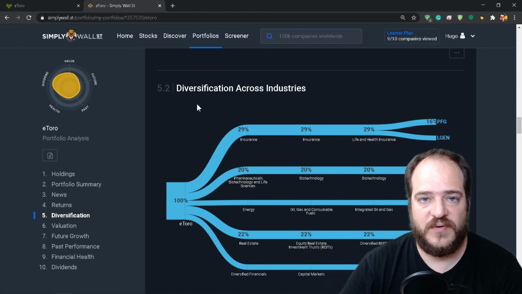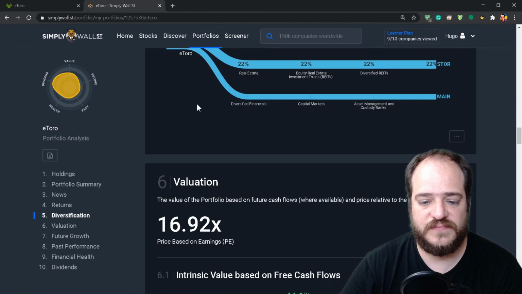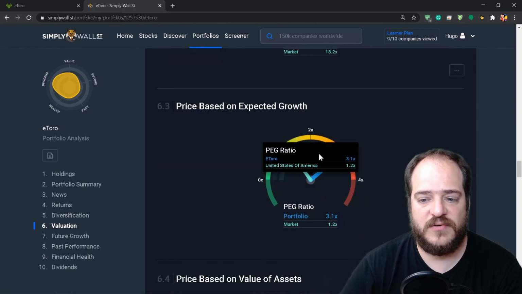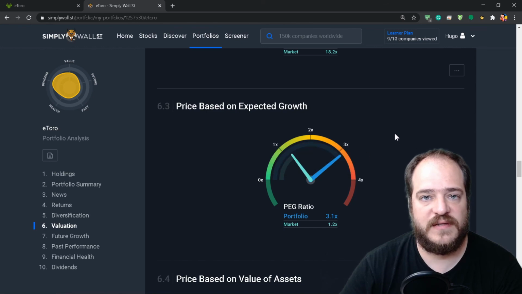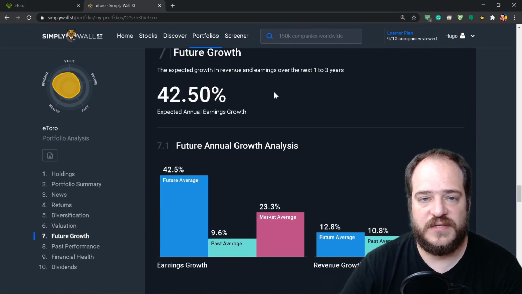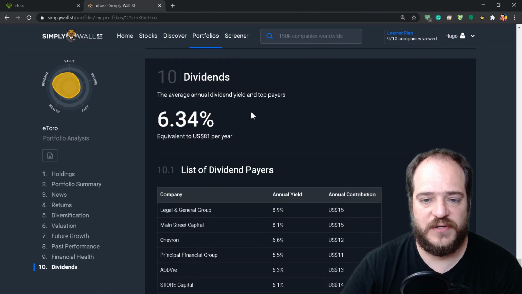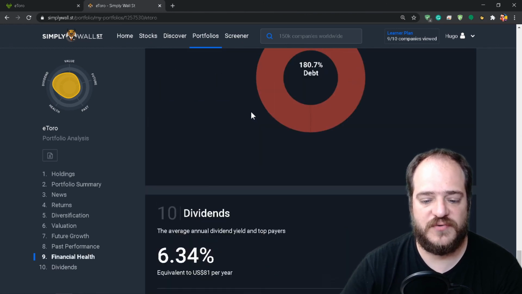So we can see better what's the diversification of our stocks. The valuation, meaning if our current price of the stock, so we bought at the current price, we bought all the stocks at a good price, and meaning we have space to grow. Price based on expected growth, which is quite good, 3 times more than the average market. Future growth 42%, which is quite good. Above 20 everything is good. This is more indicative that actually it's real in terms of dividends that you're going to receive per year.